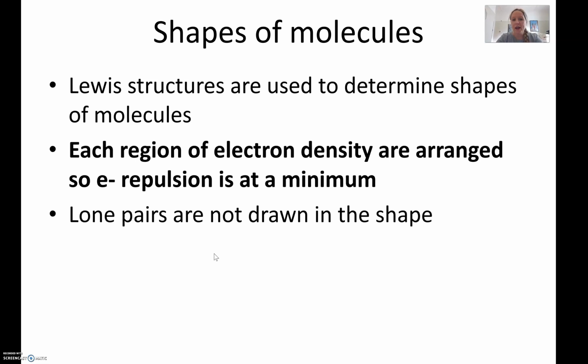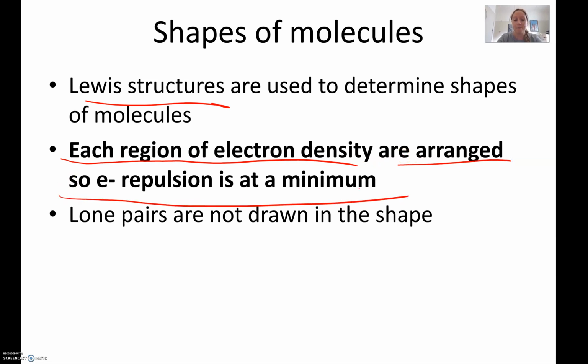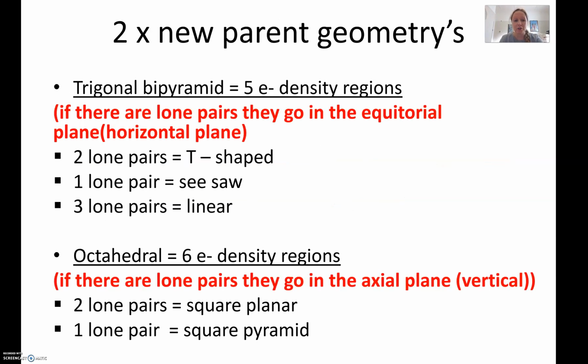Okay, so how do we even get to a shape of a molecule? Well, to get to a shape of a molecule, we have to have done a Lewis structure. And electron density regions repel each other, so that repulsions are at a minimum. Now we don't draw lone pairs into a shape, but they contribute to those bond angles and are included to make the parent geometry.